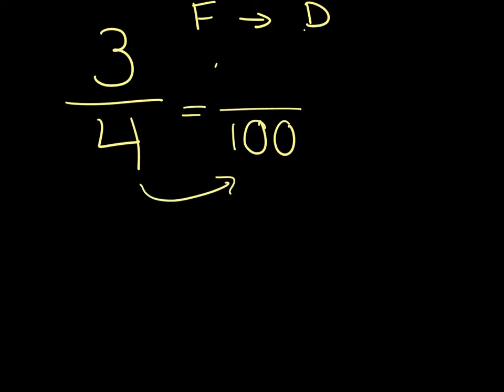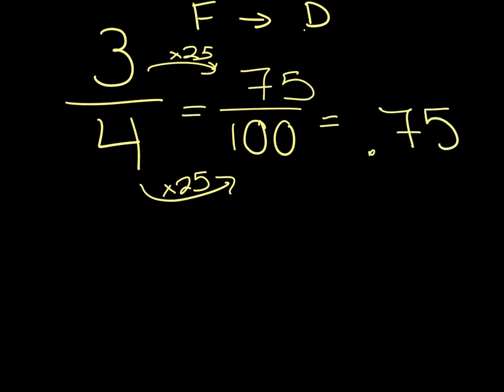So what times 4 gives me 100? Well, if you think about quarters, it's 25. So you do the same thing to the numerator, and that gives me 75. So that would be 75 hundredths. And you would write that as 75 hundredths because this is the hundredths place.